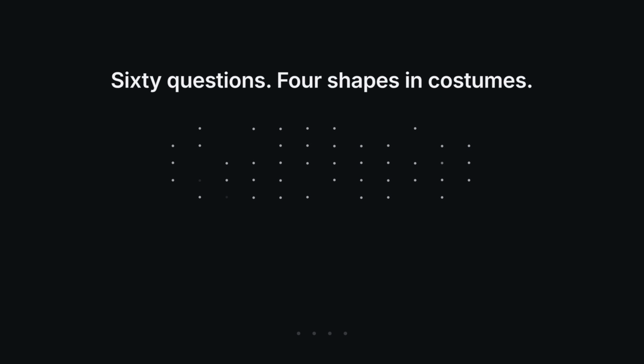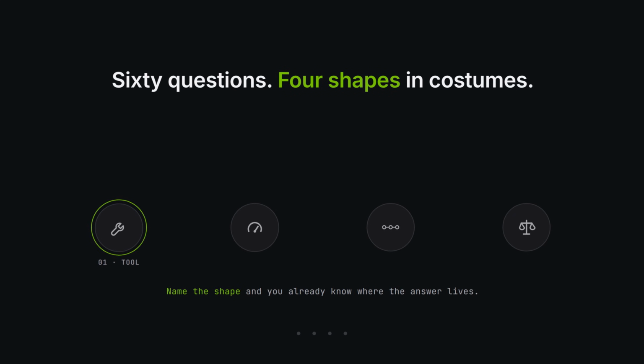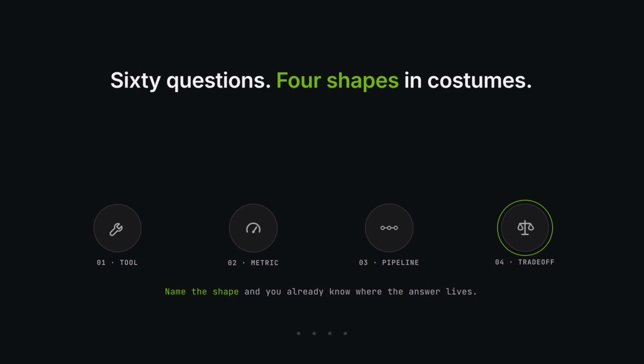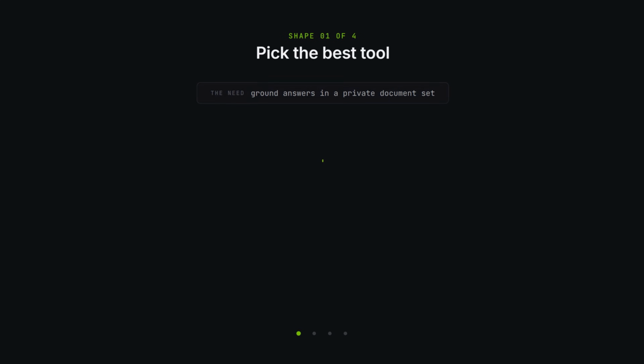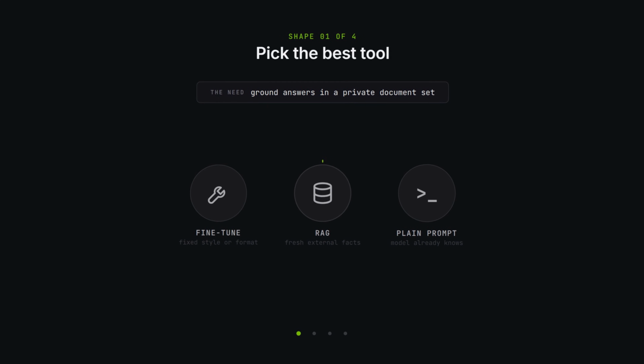Picture the exam not as 60 random questions, but as the same 4 shapes wearing different costumes. Once you can name the shape a question is testing, you already know where the answer lives. The first shape is pick the best tool. A scenario describes a need, like grounding answers in a private document set, and asks what you would reach for. Match the job to the tool.